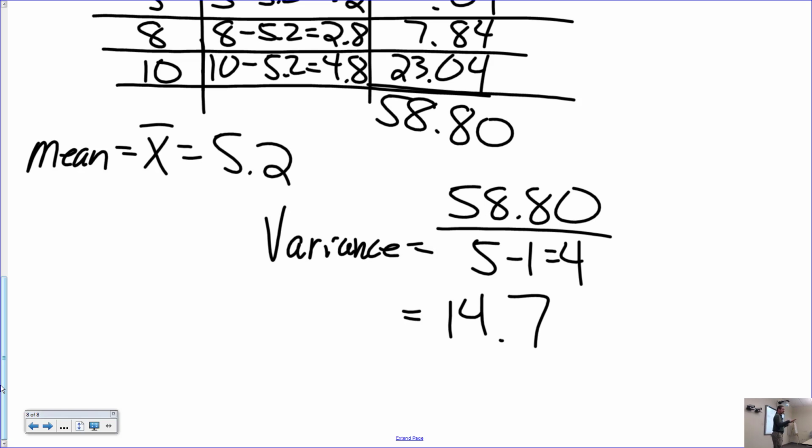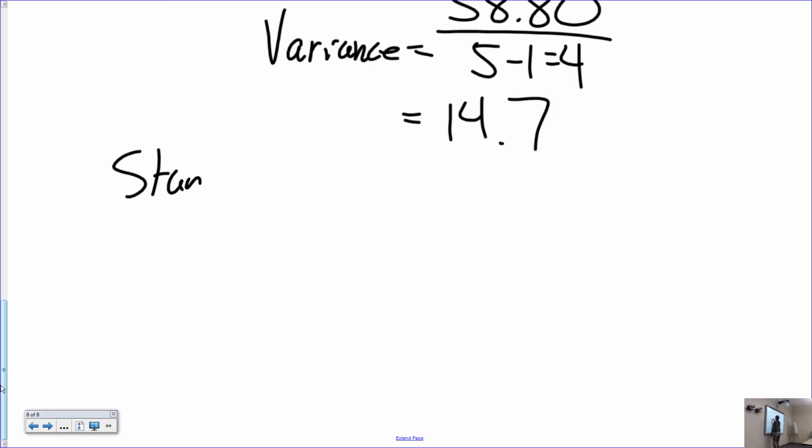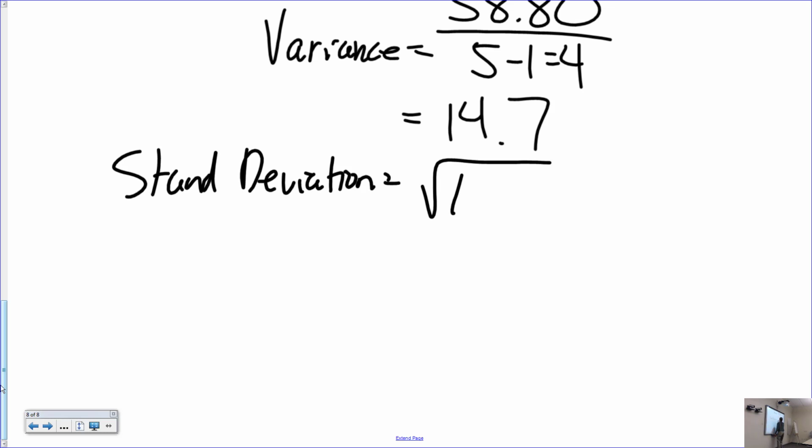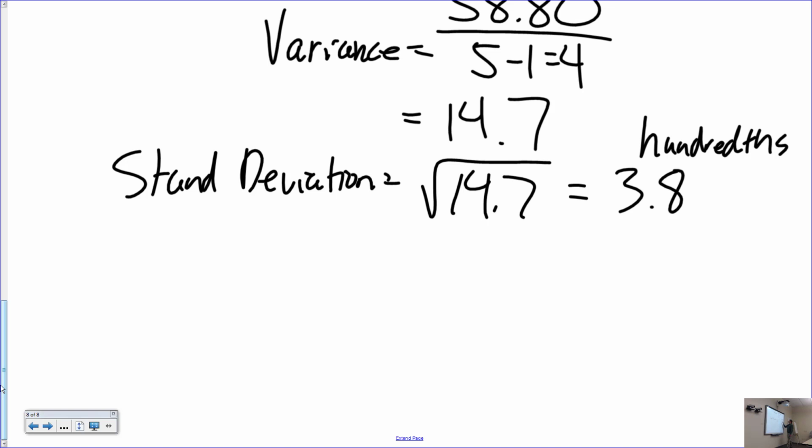Now remember that's the variance. What else did I ask you for? Standard deviation. What do I do to take the standard deviation? Square root. Exactly. So the standard deviation equals the square root of 14.7. 3.8340. Let's round it to the hundredths just to keep it easier. 3.83.